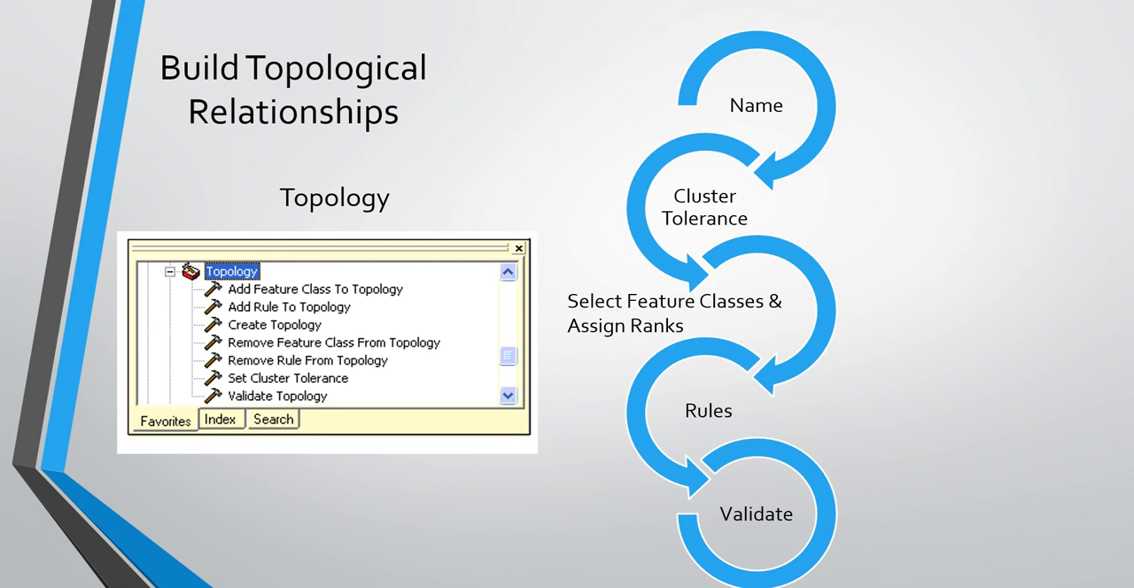Building topological relationships is very similar, but yet it's a different idea. You'll want to name it, then give it a cluster tolerance. Select the feature classes that you'd like to apply. Give them ranks. Make rules and validate those to make sure that your database complies with these topological relationships.